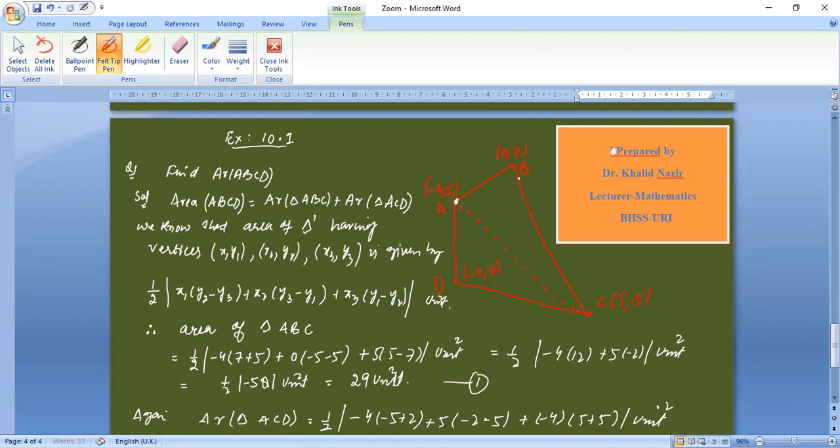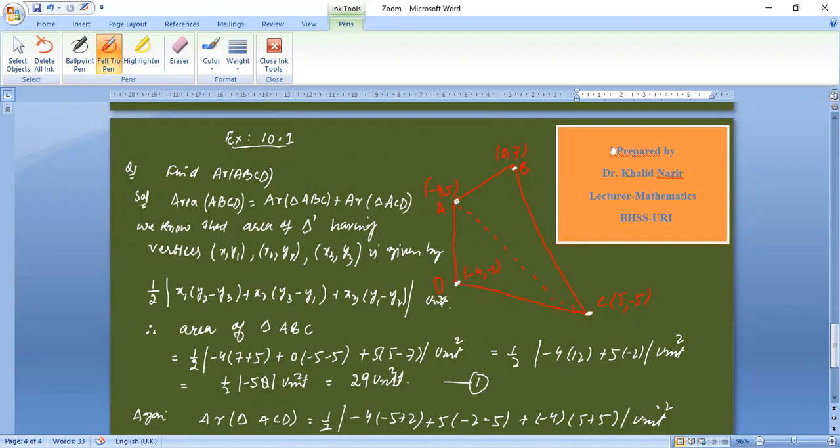A is here, B is here, C is here, and D is here. The coordinates of all the 4 points are given. This is minus 4, 5, 0, 7, 5, minus 5, and this is minus 4, minus 2. So how to find the area of this quadrilateral?